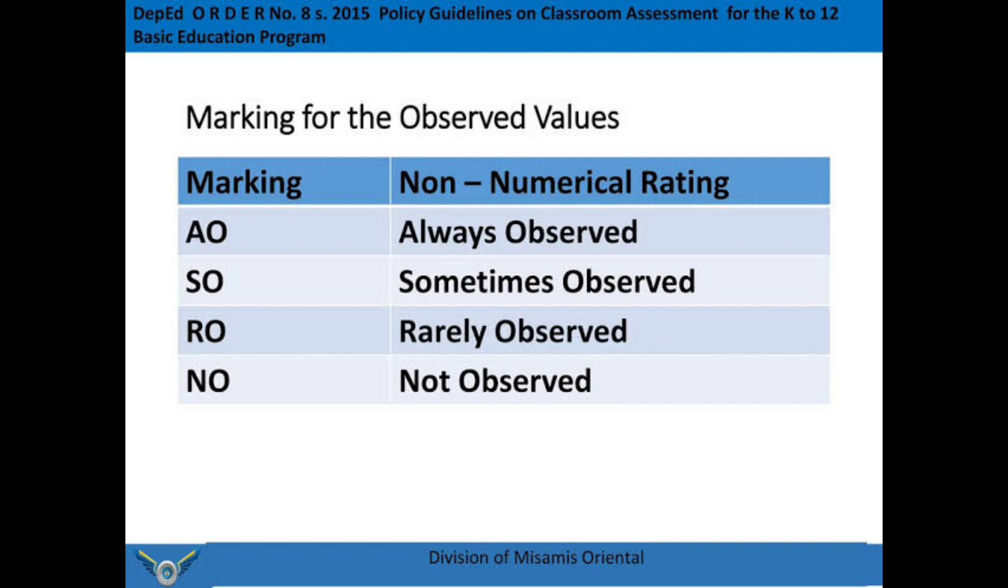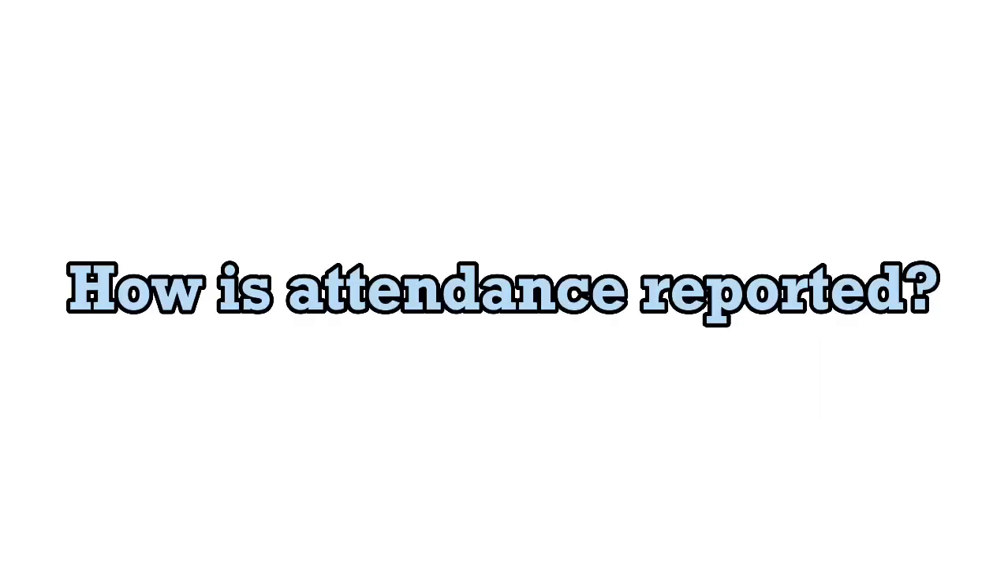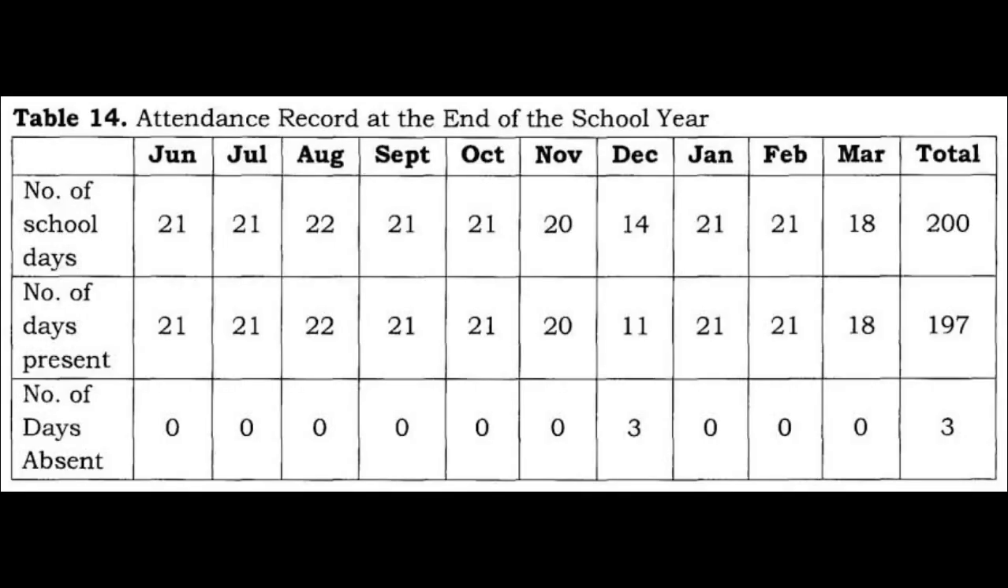How is attendance reported? As you can see on the table, we have the number of school days from June until March. We have a total of 200 and the number of days present. We have a total of 197 and the days absent is 3. To compute this, the number of school days is 200 minus 3, so the days present of the particular student is 197. That's how to compute attendance.